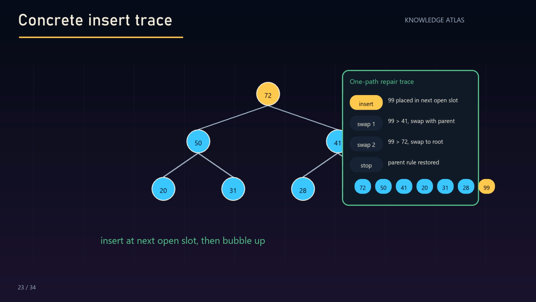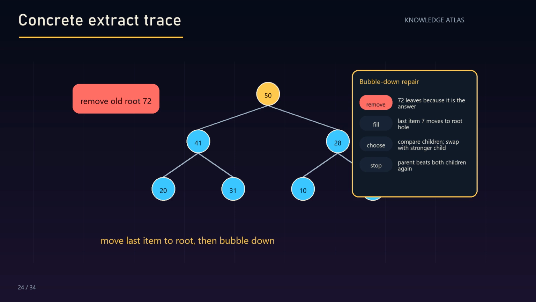Let us trace one insert slowly. Suppose the heap already has 72 at the root, then a new task with priority 99 arrives. We do not rebuild the whole structure. We place 99 in the next open slot, compare with its parent, swap upward, and keep going until the parent rule is true.